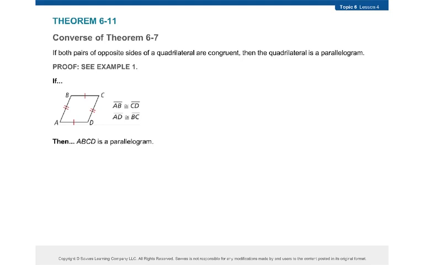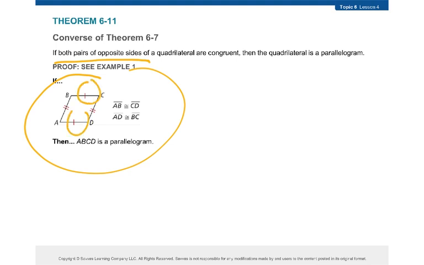Now let's proceed to theorem 6-1. This is the converse of theorem 6-7 about the properties of a parallelogram. It states that if both pairs of opposite sides of a quadrilateral are congruent, so this one is a quadrilateral, if both opposite sides, so this side and this another pair of sides are congruent, then the quadrilateral is a parallelogram.